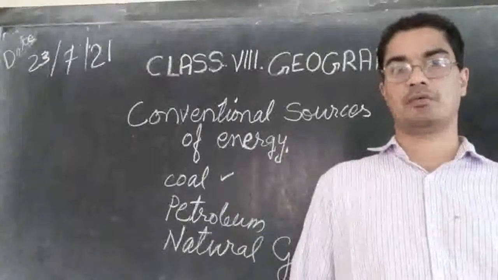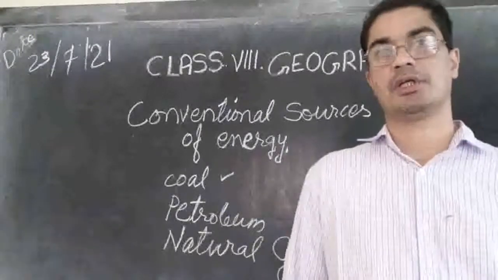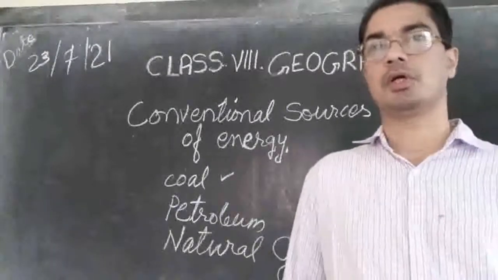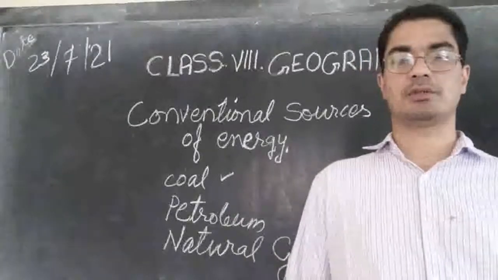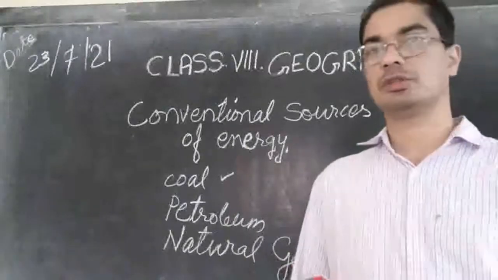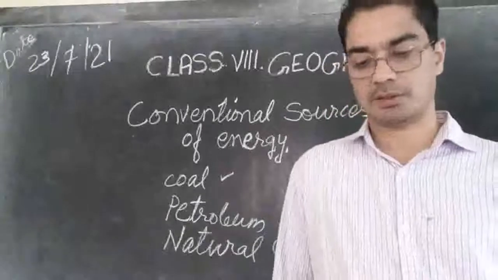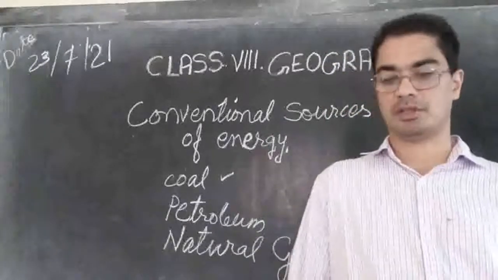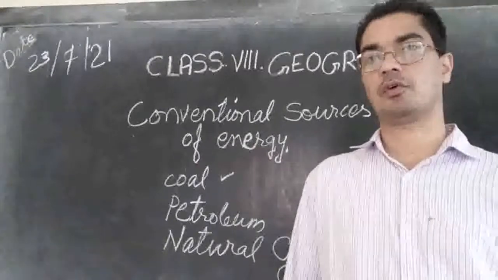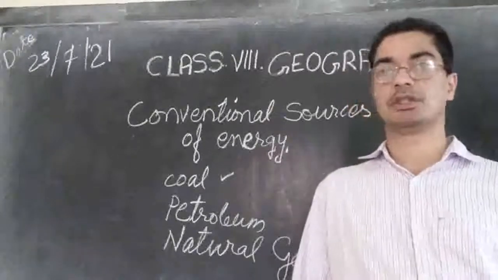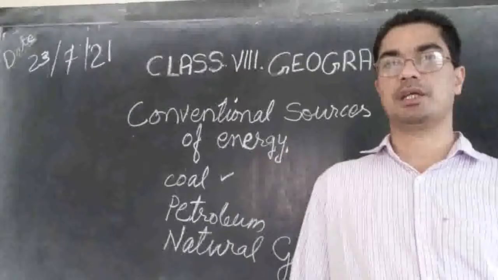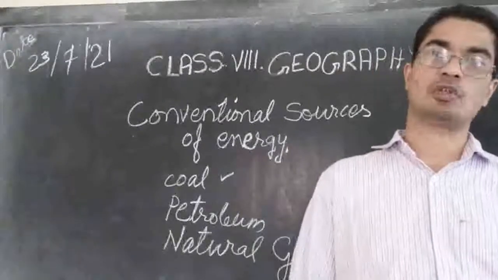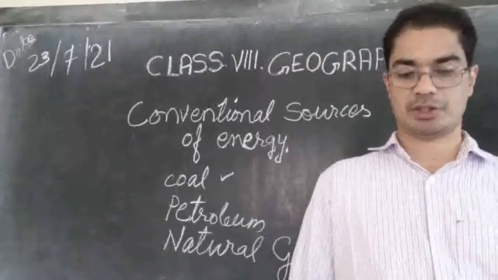Just as we said in the case of coal, it can be used as a domestic fuel and also as an industrial fuel. The same way, this natural gas, that is CNG, compressed natural gas. The full name for CNG is compressed natural gas. So this can be used in the industries.